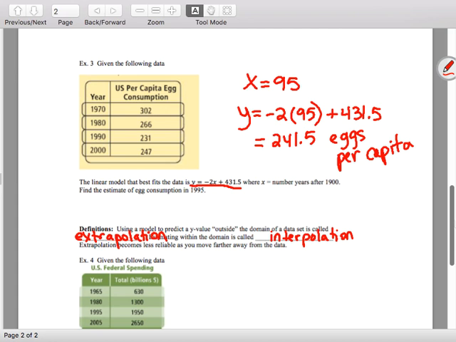So let's look at example 3. If I'm looking at 1995, is 1995 within the collected data or beyond it? Within it. So let's go back and write that this is interpolation. Okay, this is an example of interpolation. Let's flip and go back to the front side.